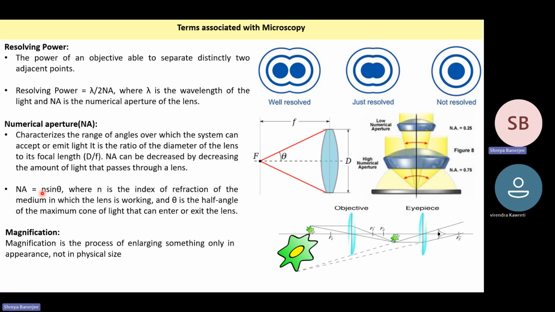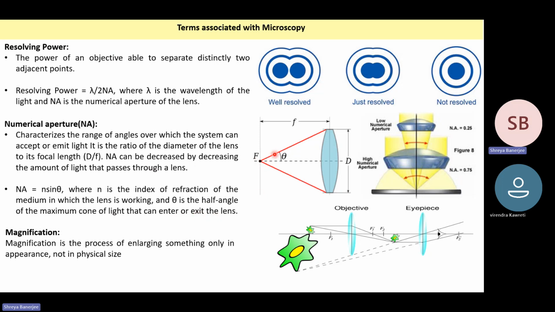Another way of expressing numerical aperture is n sine theta, where n is the index of refraction of the medium in which the lens is working, and theta is the half angle of the maximum cone of light that can enter or exit the lens.